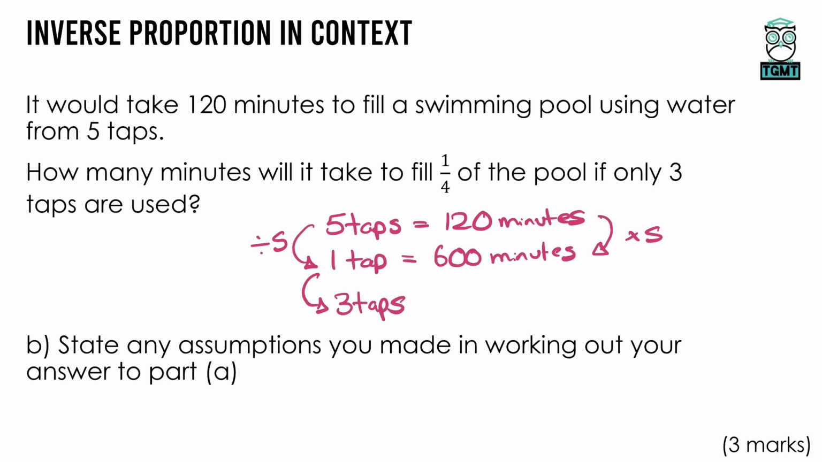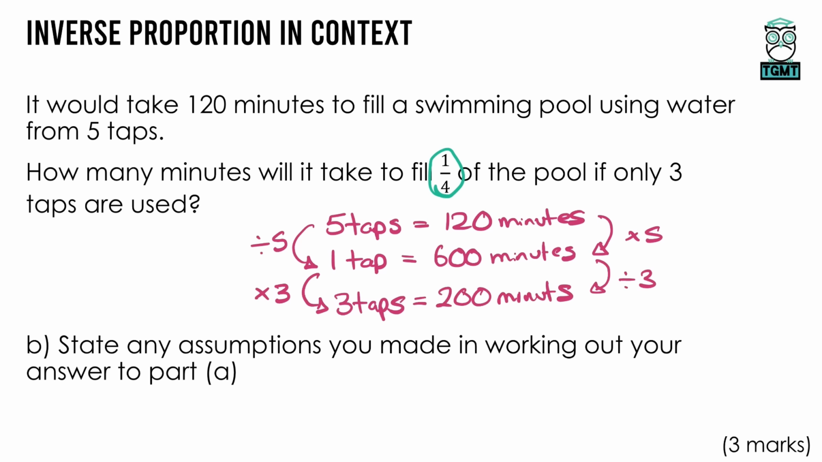We'll forget about this quarter of the pool for the minute, and we'll come and deal with that after we've found out the full pool. So to get from 1 to 3, we would multiply by 3. If we've multiplied by 3 on the left, we're going to divide by 3 on the right. And that means that 3 taps is going to take 200 minutes.